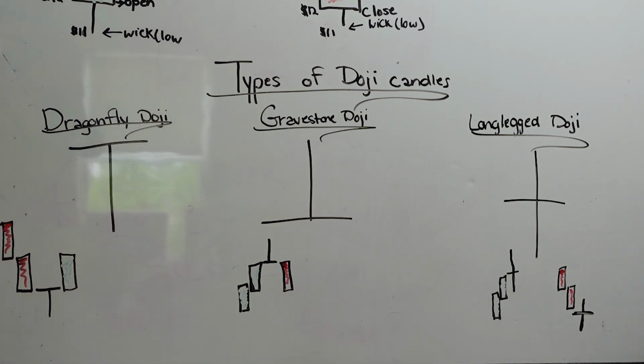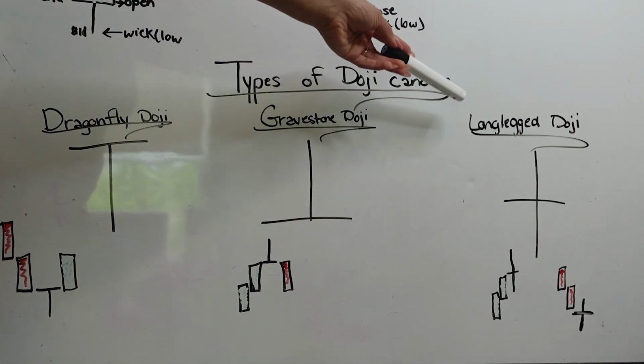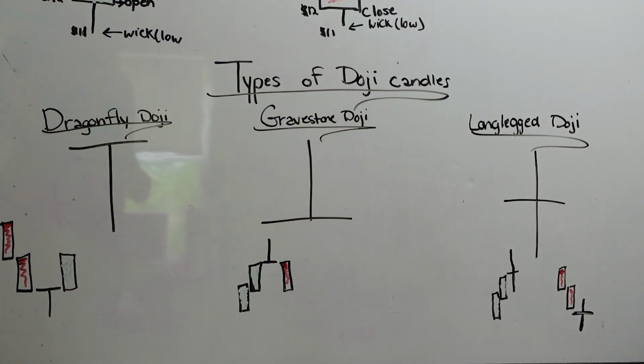So basically, these are your different types of dojis. You have a dragonfly doji, you have a gravestone doji, and then you have something called a long leg doji. And basically a doji is where the open price of a stock and the closed price of a stock pretty much end in the same place.